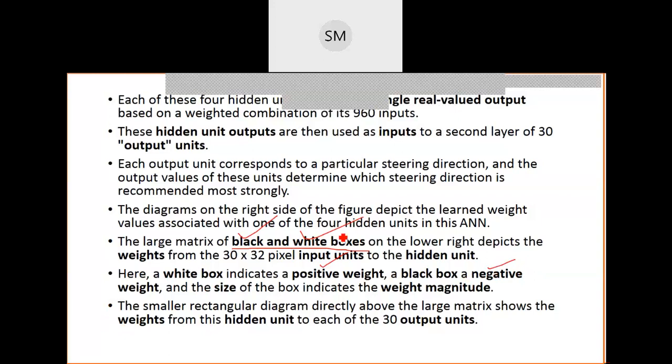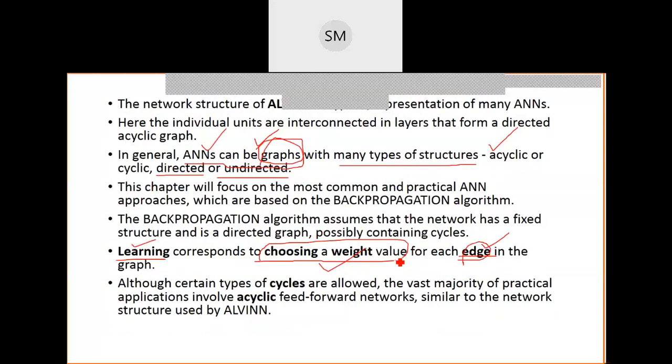So we went through all the things I discussed today with a real-time interesting example of autonomous vehicle driving or steering. This is the problem we studied today, and this is the representation of an artificial neural network. It can be represented as a graph, which has some units or nodes with edges. For those edges, we have to find out and choose the weights, and that is what we have to learn here. These graphs may be cyclic or acyclic, directed or undirected.